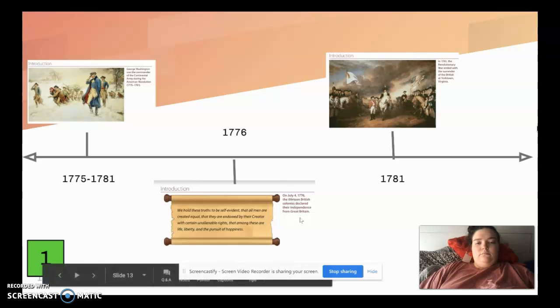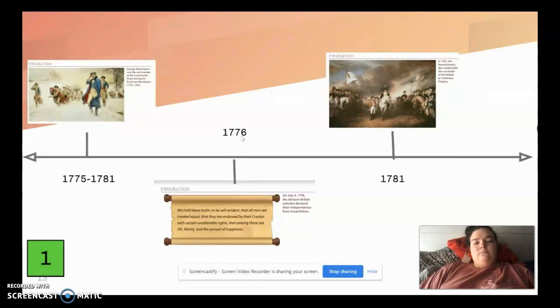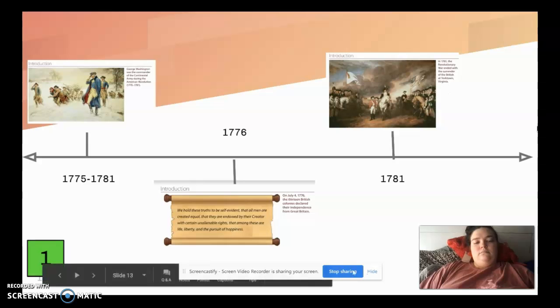The 13 British colonies declared their independence in 1776, so it goes next. And last is, in 1781, the Revolutionary War ended with the surrender of the British at Yorktown in Virginia.